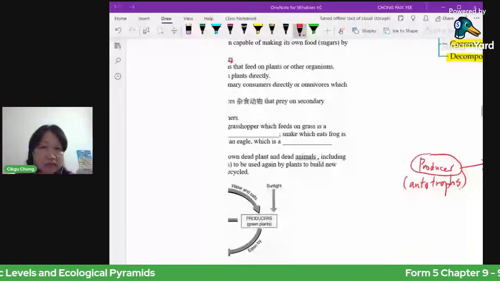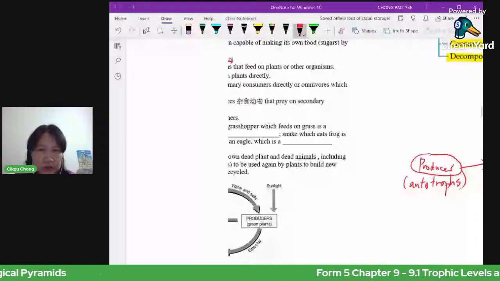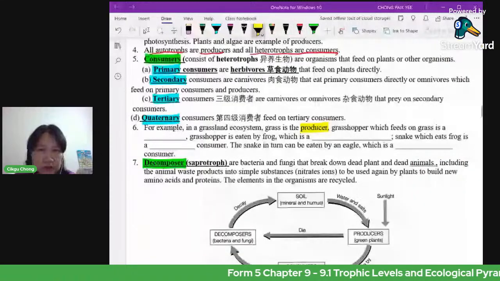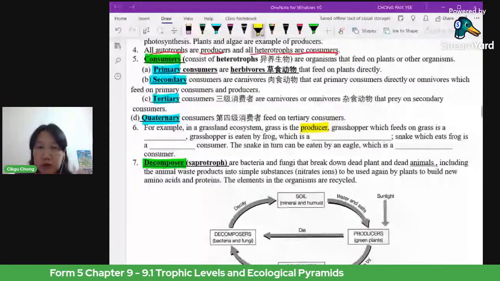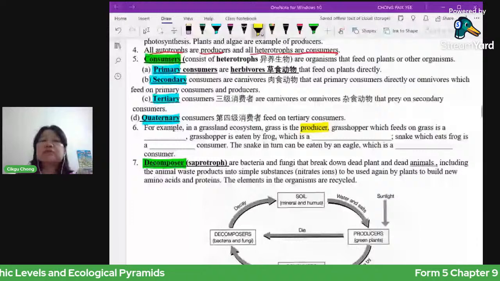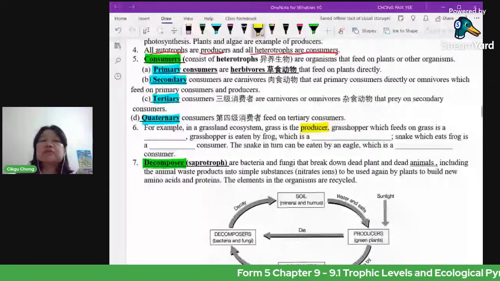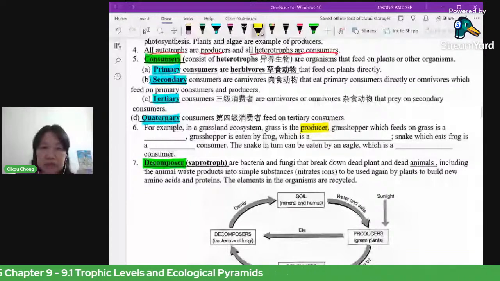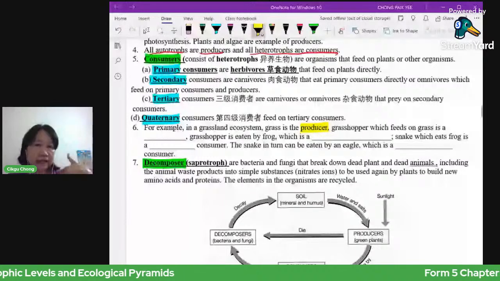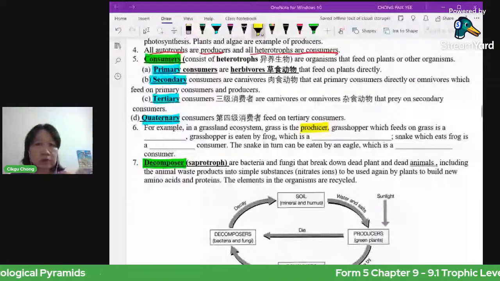Okay, next, decomposer. Now there is another group besides your producer and consumer. The third group of biotic component is your decomposer. These decomposers are usually bacteria and also fungi. They carry out a process of breaking down complex organic molecules. These are the molecules in the body. We have carbohydrate, we have lipid. All these are organic because all these are built inside our body.